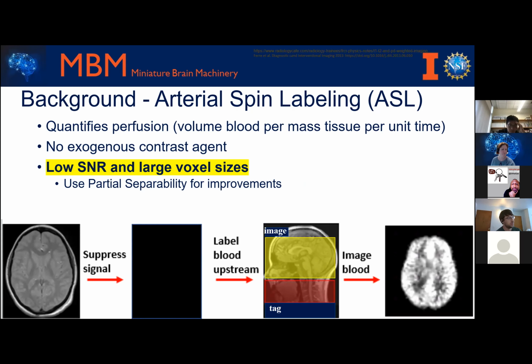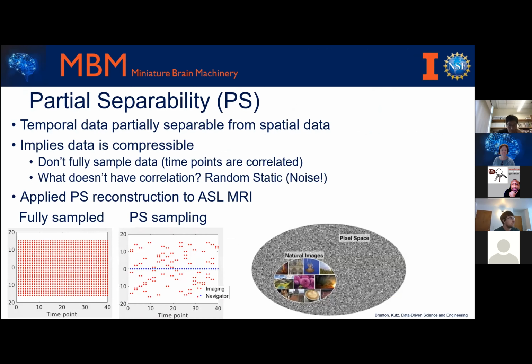A major limitation with this method is that it has a very low SNR, signal to noise ratio, resulting in large voxel sizes. We want to use a method called partial separability to improve that. Partial separability refers to the fact that the temporal data is partially separable from the spatial data, and this implies that the data is compressible. We do not need to fully sample all the data for all data points, because every time point is an MRI perfusion image, and these time points are correlated. So we don't need to collect 100% of that data. And what doesn't have a spatial temporal correlation is random static, which is noise.